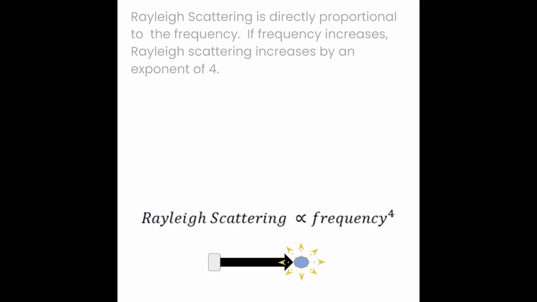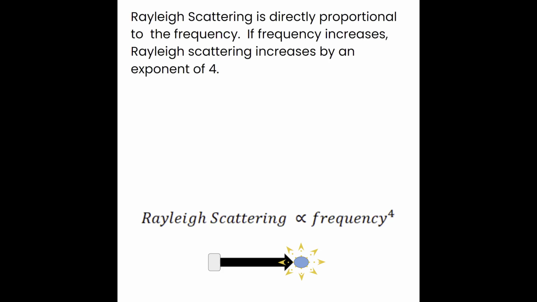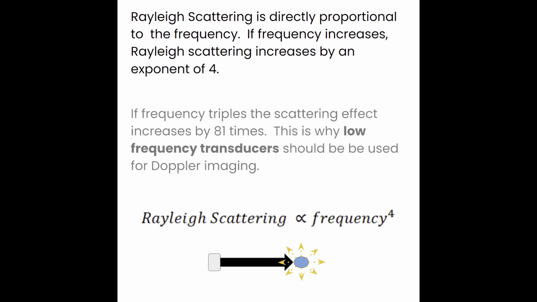And just like scattering, Rayleigh scattering is going to be very susceptible to the increase of frequency. So much to the point that Rayleigh scattering is proportional to frequency to the fourth power. And that's a lot. If we were to increase the frequency, so for example, just by doubling the frequency, Rayleigh scattering is going to increase by a factor of 16. Because 2 times 2 times 2 times 2 is 16. That's 2 to the fourth. If we were to triple frequency, the scattering effect would increase by 81 times.